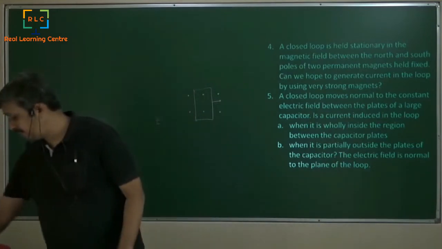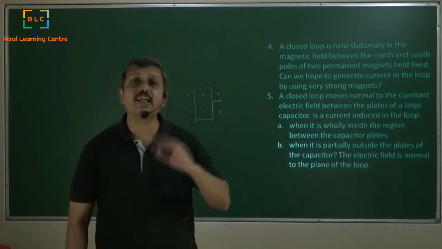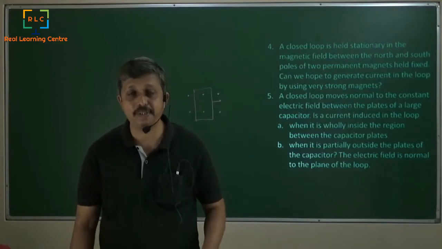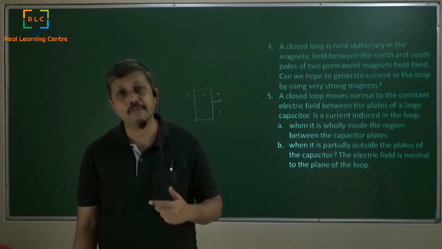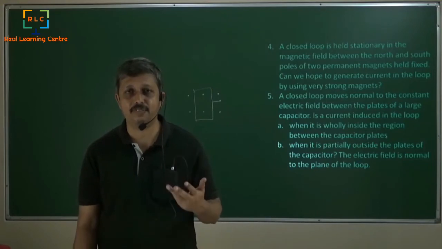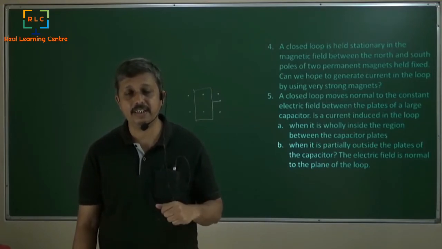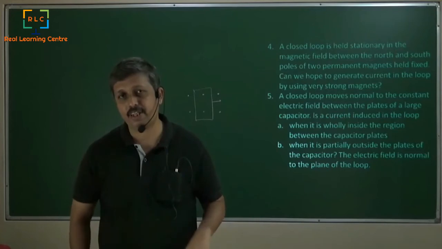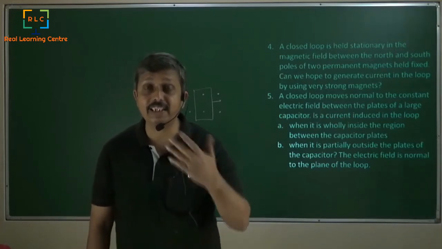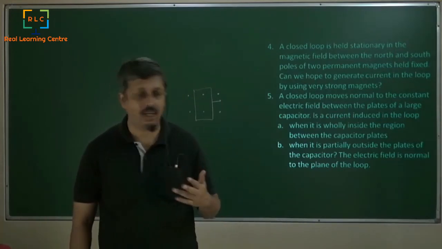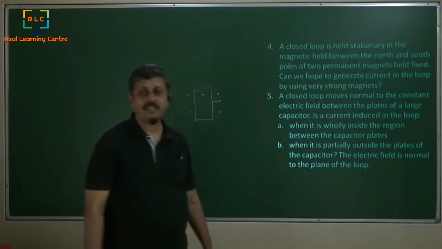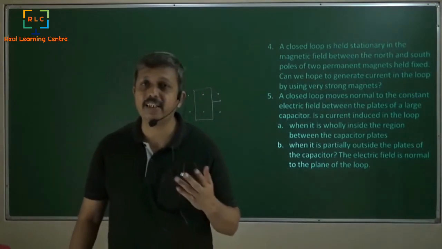So when the loop is in the electric field, will it produce any current? It cannot produce any induced EMF, because Faraday only talked about the magnetic field. If there is a magnetic field and you move a circuit in it, it will produce an EMF. But if it is an electric field and you move the loop, it will not. So the answer is, in both cases, it does not produce any current.